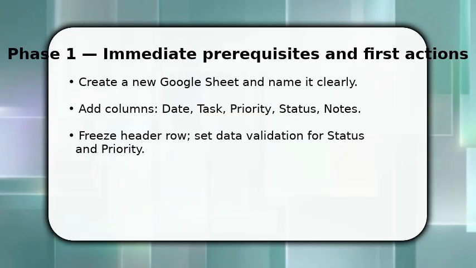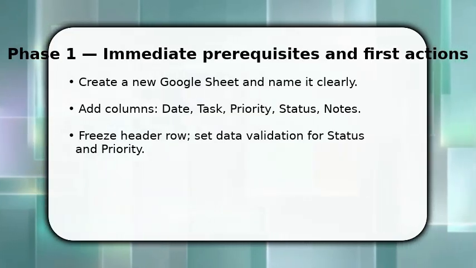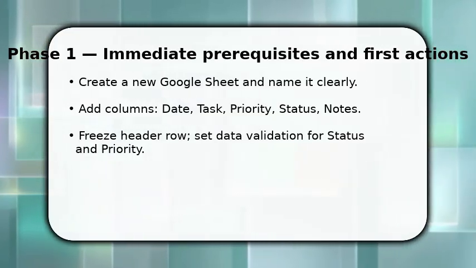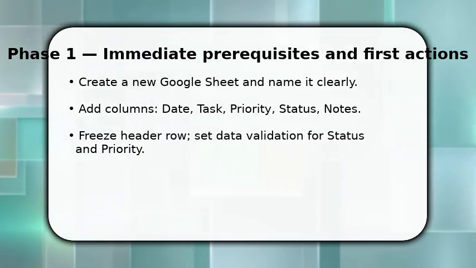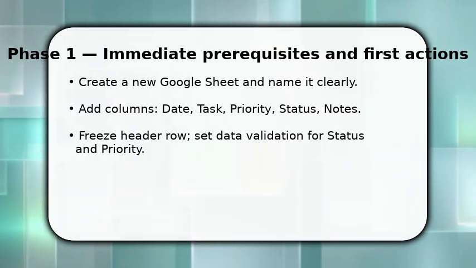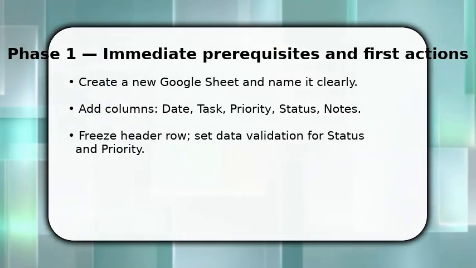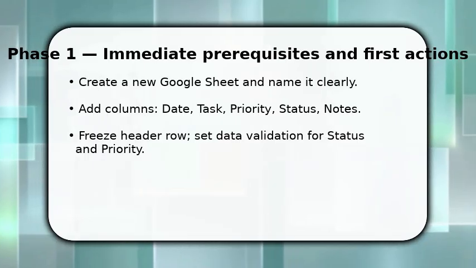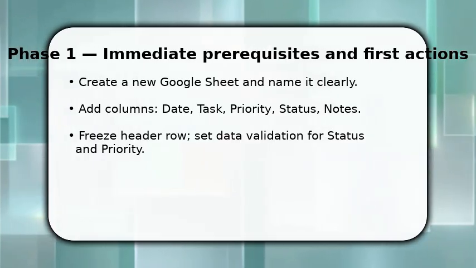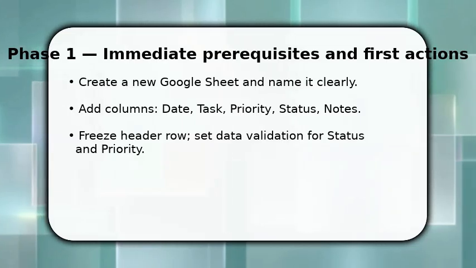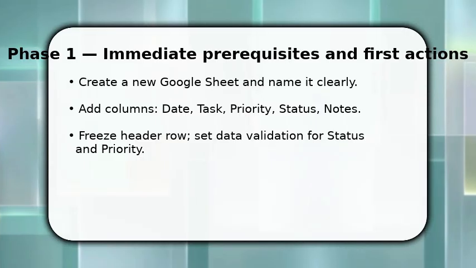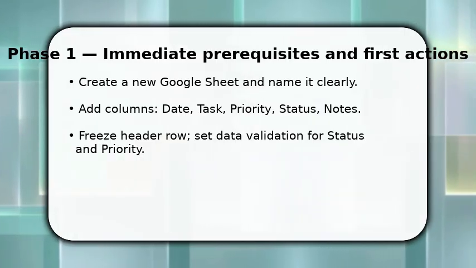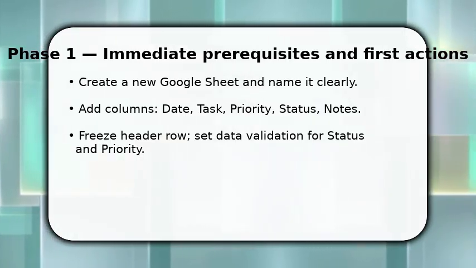You begin by creating a fresh Google Sheet and naming it for the planner you need. Next, add essential columns like date, task, priority, status, and notes so data is structured. Once done, freeze the header row to keep context while scrolling, and set data validation lists for status and priority so entries stay consistent. Also configure column widths and wrap text. These first steps let you enter tasks quickly and avoid messy formatting later, which saves time.